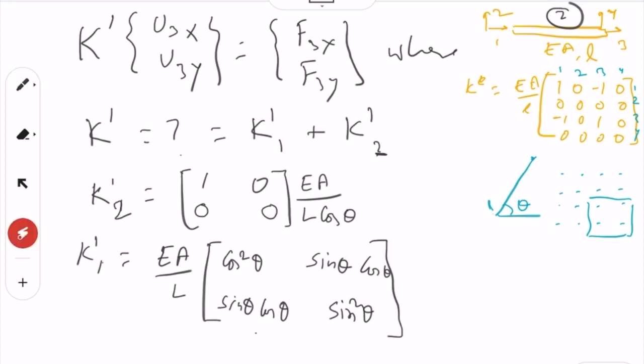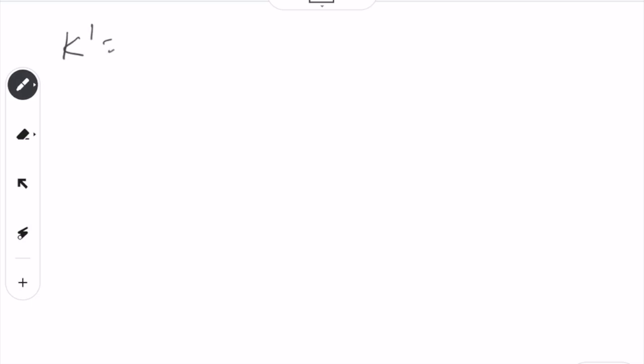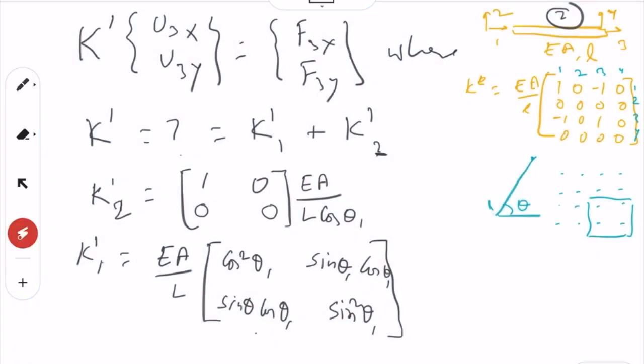And you know that this is not just theta, this is theta 1 basically. So accordingly we can write this is theta 1 everywhere, because theta 2 equal to 0. So all sin theta 1 only. Then k dash will be nothing but we are going to add them together. So k dash will be equal to k1 dash plus k2 dash, which is EA over L and 1 over cos theta 1 plus this and then this.